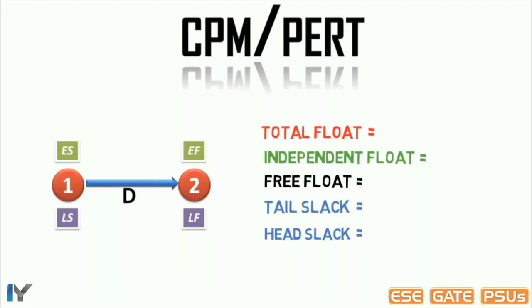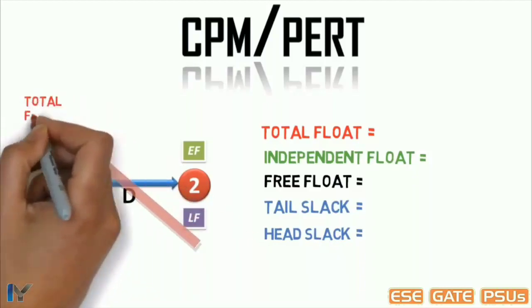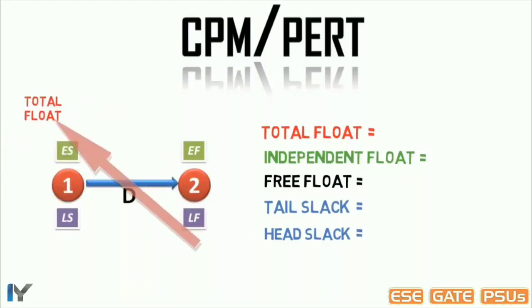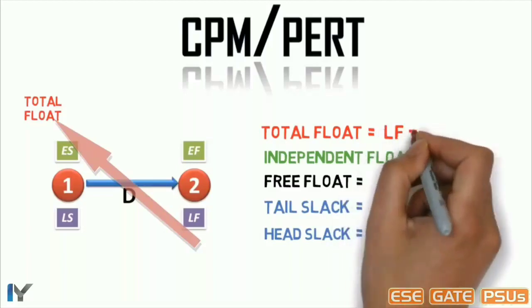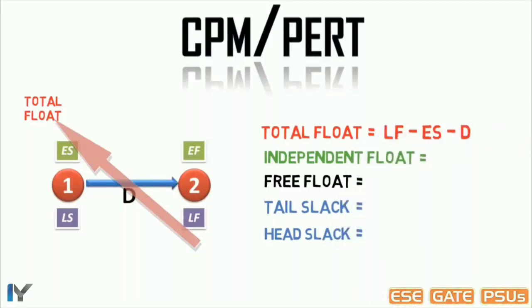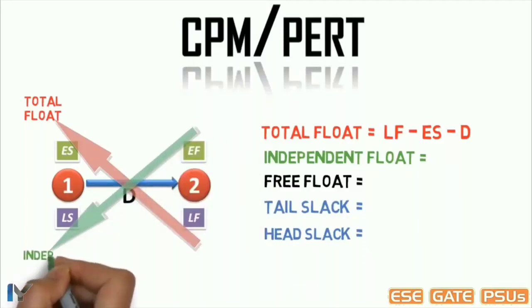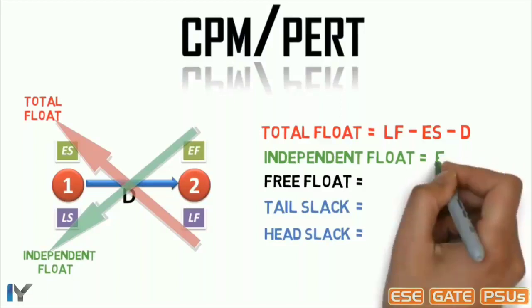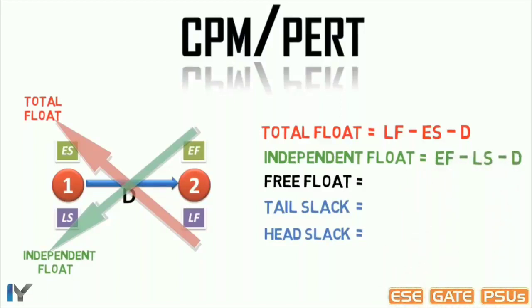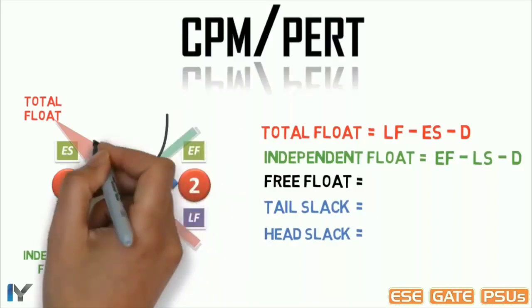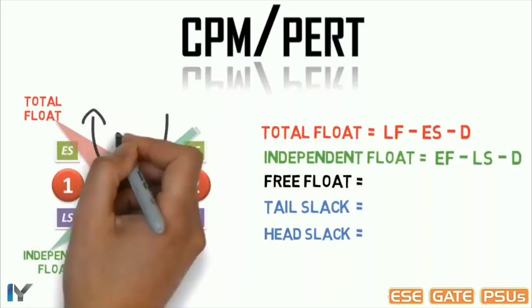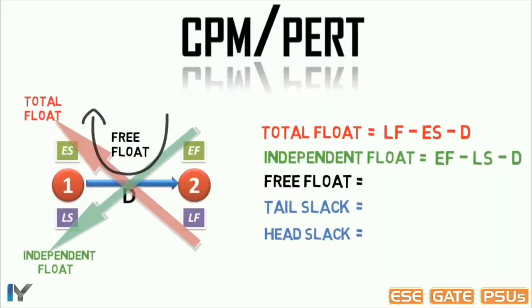To find out total float of any activity, simply remember the direction of this red arrow. So the formula is latest finish minus earliest start minus duration. To find out independent float of any activity, simply remember the direction of this green arrow. So the formula is earliest finish minus latest start minus duration. To find free float of any activity, simply remember the direction of this black arrow. So the formula is earliest finish minus earliest start minus duration.